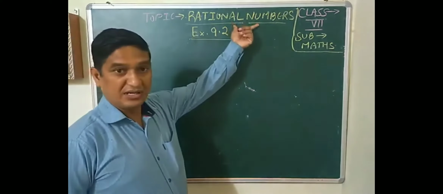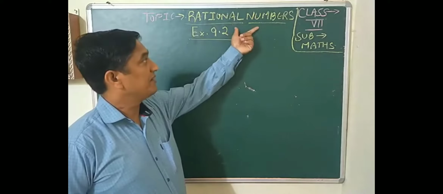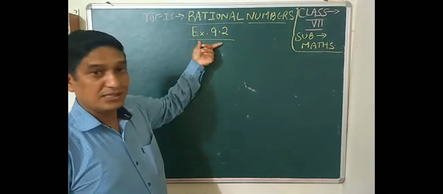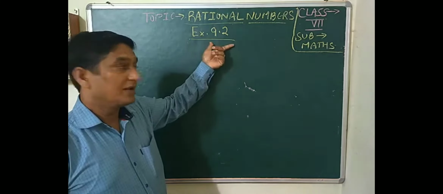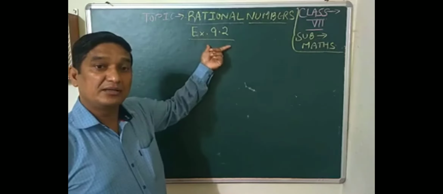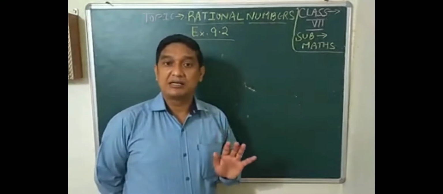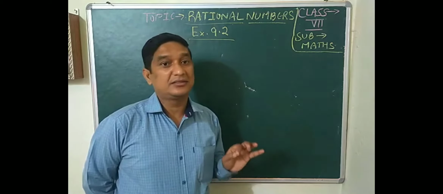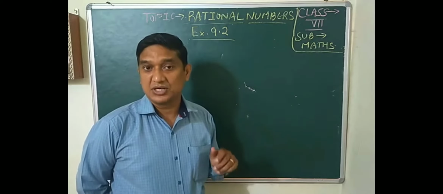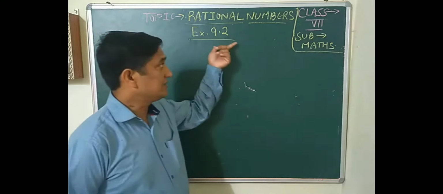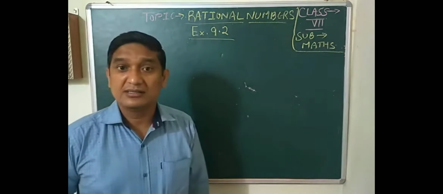In today's class, we have just continued the topic rational numbers, and today we have to learn exercise 9.2. In this exercise, we have to learn how to add, subtract, multiply, and divide the rational numbers. So, children, before starting this exercise, we will learn a few important terms.